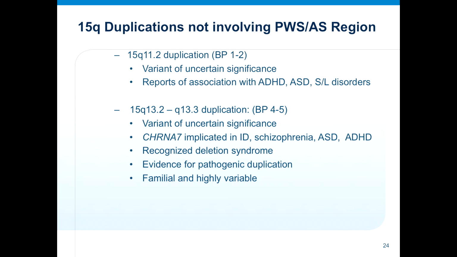On the other side, there's the 15q13.2 to 13.3 duplication. We know that the deletion of that region causes a wide variety of neurodevelopmental effects, and the duplication really does seem to confer some risk for effects as well. But again, the mechanisms of those do not necessarily involve the Prader-Willi-Angelman region.